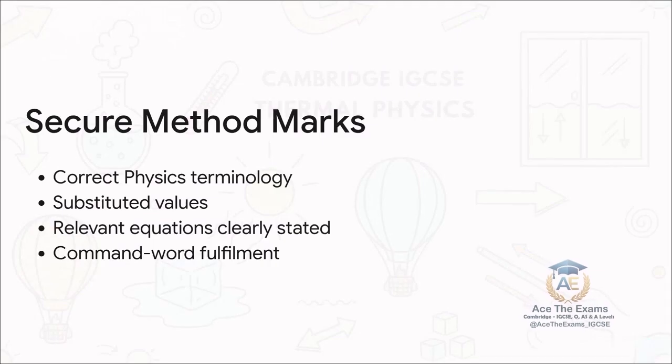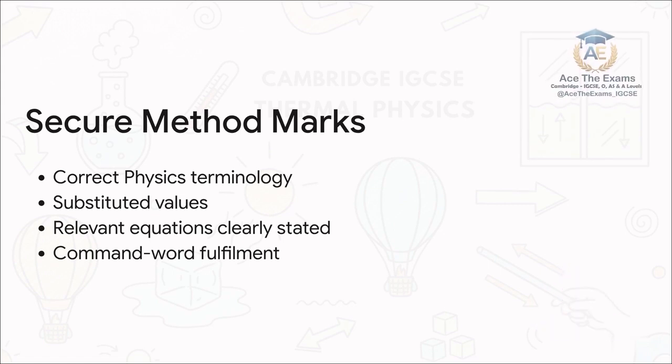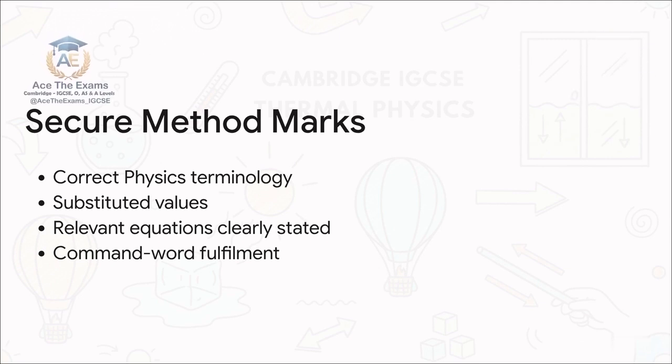Breaking down the anatomy of that perfect answer, here is how you lock in those method marks. You absolutely must hit these 4 criteria. Number 1, correct physics terminology. Number 2, show your substituted values so the examiner knows exactly what numbers you're feeding into the equation. Number 3, clearly state your relevant equations before doing any math. And number 4, command word fulfillment. If they say calculate, give a number. If they say explain, you better give the scientific reason.